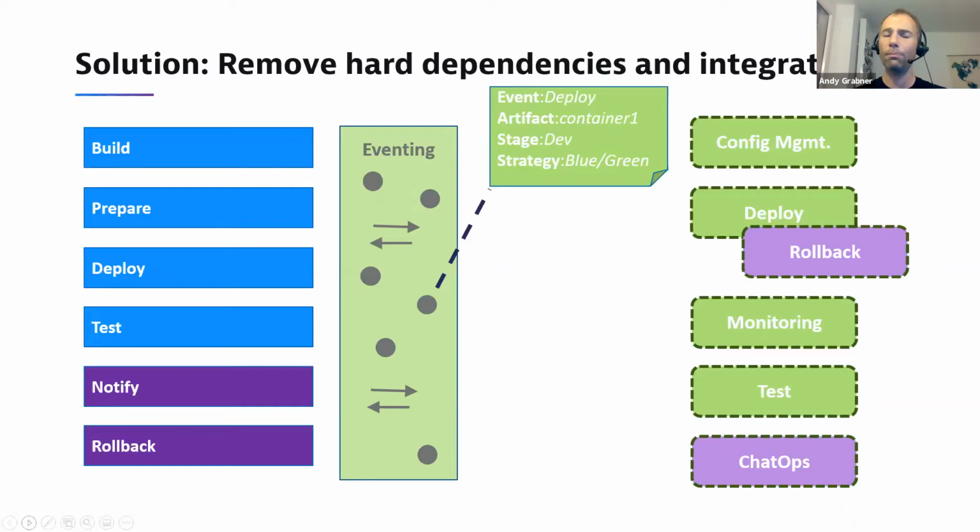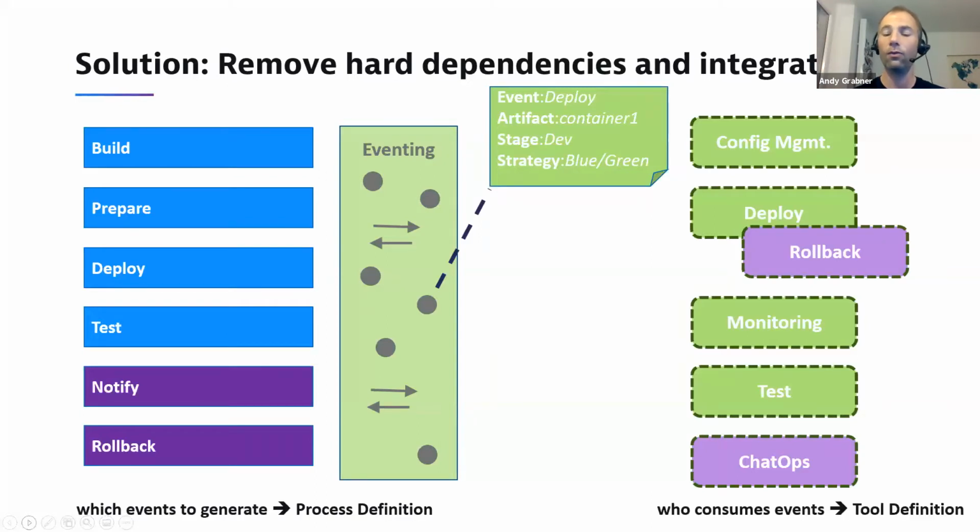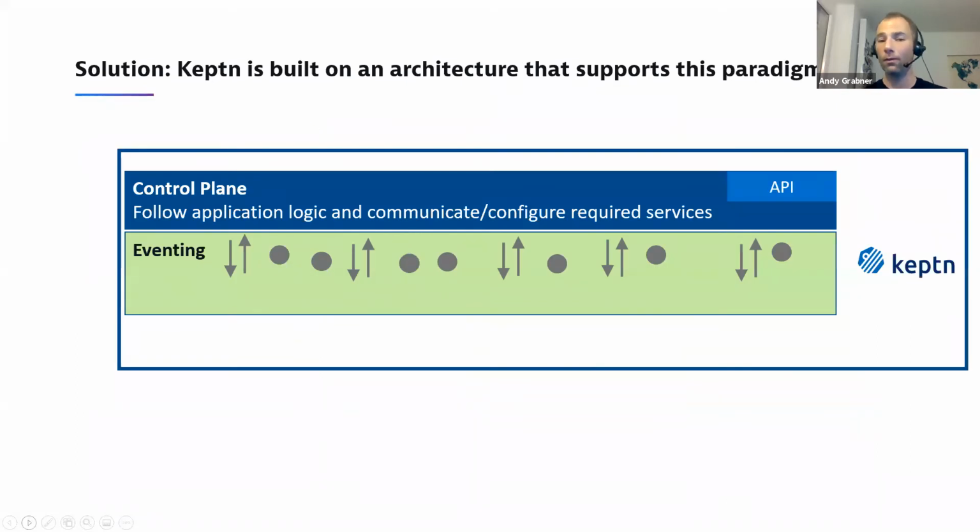So this is really what it means to have an event-driven approach to delivery: a workflow, a process on the left, capabilities on the right, and whoever orchestrates the process sends the right events at the right time that are then handled by these tools. To sum it up: process definition, tool definition. And this is exactly what we have done with Keptn. This is exactly what drove the architecture and the implementation of Keptn.